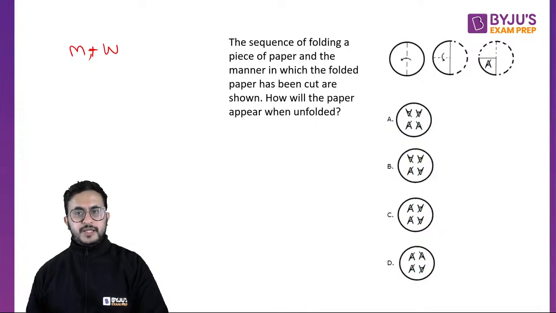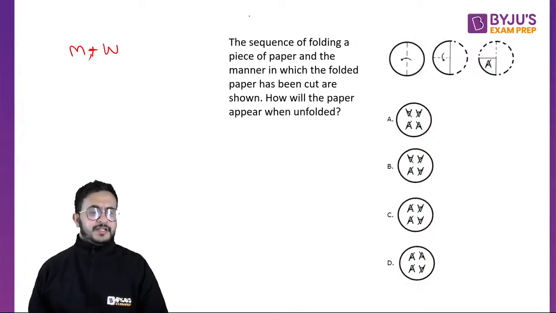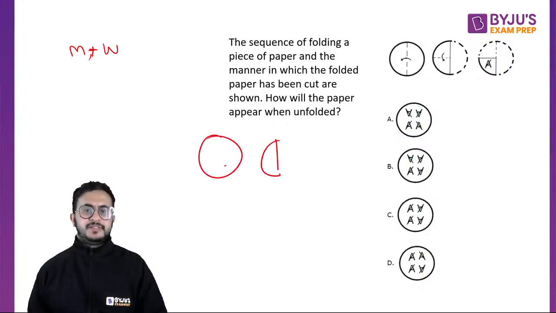So how does this look like? Let us try to understand how the paper is folded. Let's try to visualize it. This was folded in half, then folded down. So it was the complete circle, then it became a semicircle, and then became a quarter like this. Now when you unfold it, you made a cut, an A shape, like this, something like this.